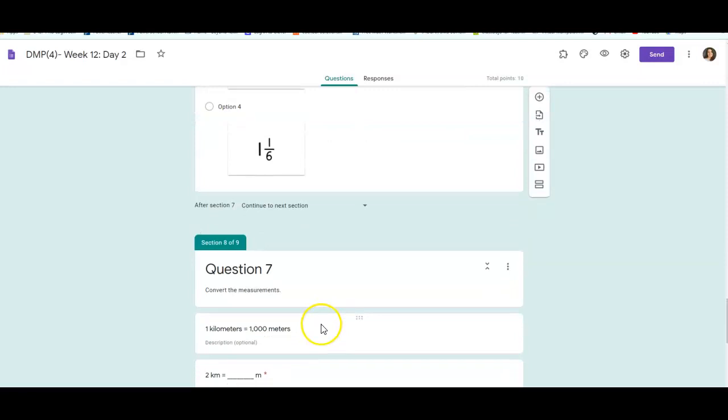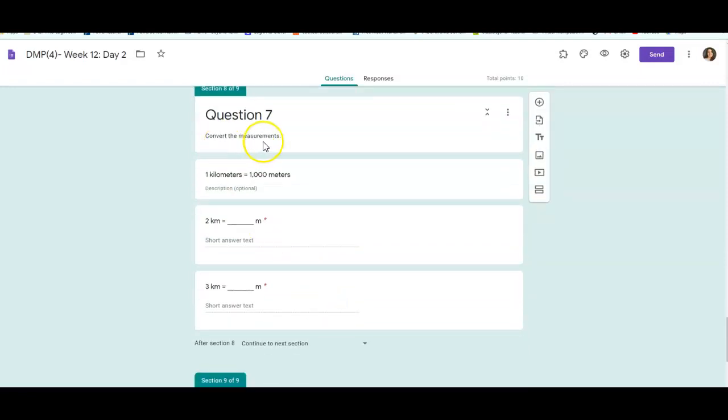A little conversion here, convert the measurements. 1 kilometer, shouldn't have the S there, is equal to 1,000 meters. So if we have 2 kilometers, how many meters is that? If we have 3 kilometers, how many meters is that? Use the guide.